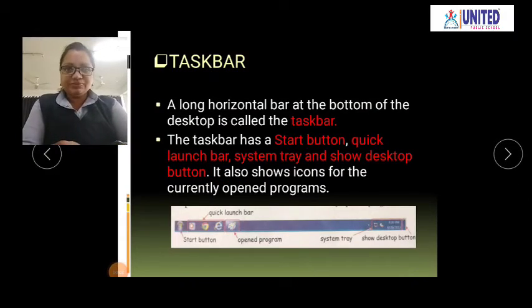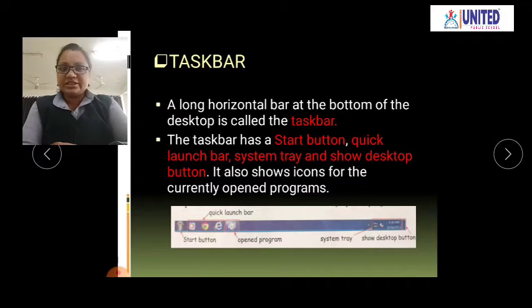Students, as you know, we are continuing our chapter number 2, that is learn to use MS Windows 7. You know that Windows 7 is an operating system, and when we start the computer, a first screen appears on the computer monitor, that is the desktop. There are four main components of the desktop. First one is the desktop background, second is the icons, third one is the gadget, and the fourth one is the taskbar. So now let us see about the taskbar.